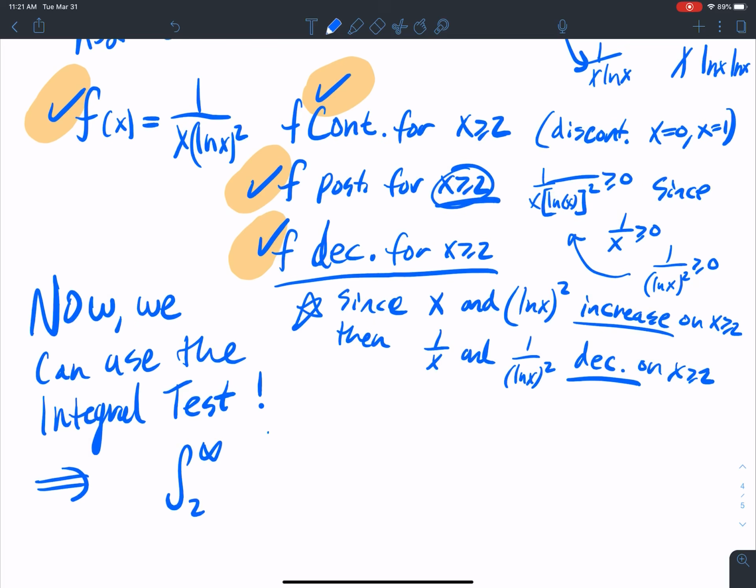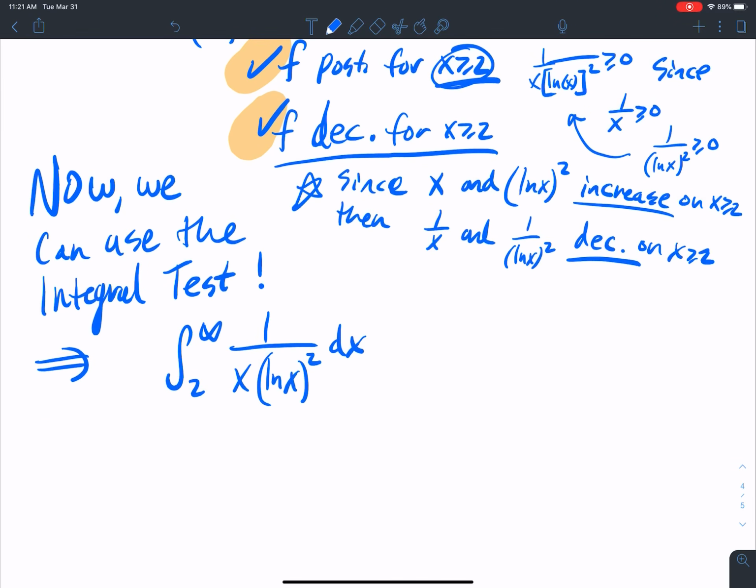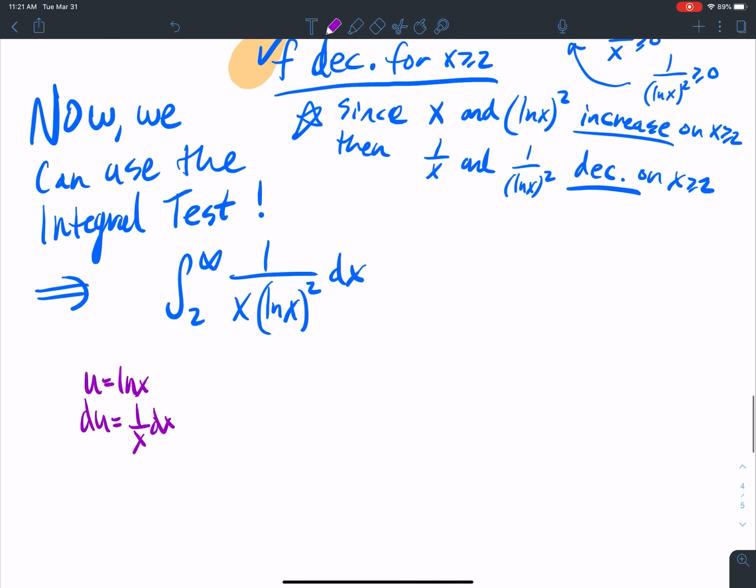The integral from 2 to infinity of 1 over x ln x squared dx. Now, let's do, once again, a u sub, okay? u equals ln x, du equals 1 over x dx. And so what does that get me in my side integral? That's 1 over u squared du. I plug a u in here, it's u squared. And so this integral is negative 1 over u, plus c. So what does that equal to? That's negative 1 over ln x.